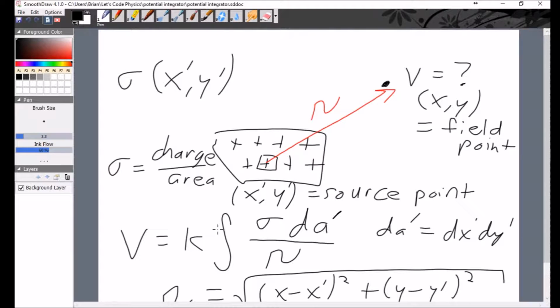Hello and welcome back to Let's Code Physics. We are continuing to take a look at the electric potential that's produced by a charged surface. So we've got a charged surface over here situated around the origin. We've got our relative position vector between each point on this surface and some field point out here. And so we perform an integral over this charged surface to get the potential at this field point out here somewhere.